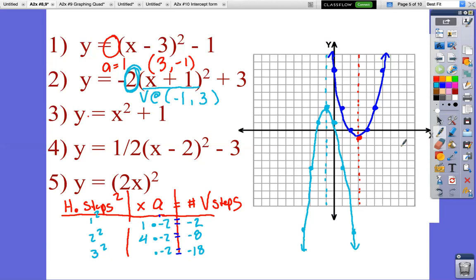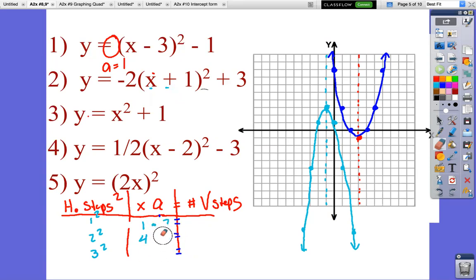Now, let's do number 3. I'm going to go ahead and erase this. 3 is actually not very challenging. The problem with 3, more than anything, is this. People will mess up that vertex. Oh boy, we did that yesterday. Will somebody tell me what's the vertex there?